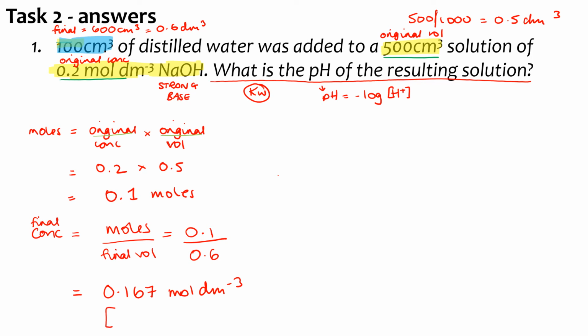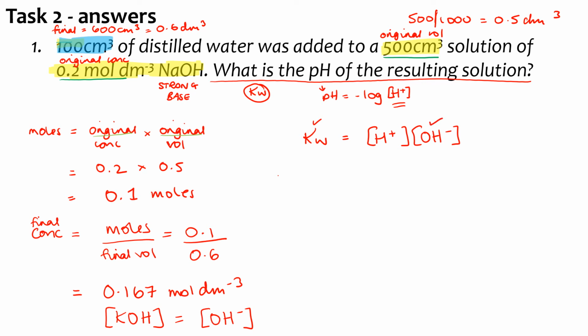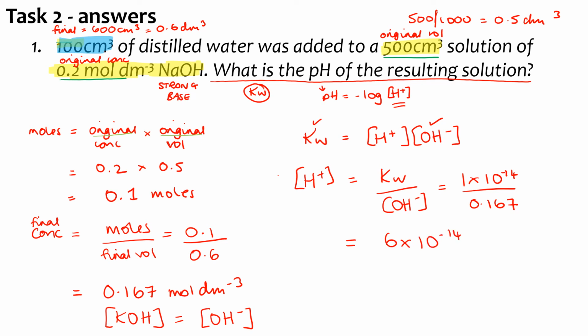Now that is the concentration of NaOH, but because it is NaOH, there's one of each, that concentration is also going to be the concentration of OH minus. Now we said that we want to work out the pH, and for pH we need the H plus. If we've got OH minus, we are going to need to use the Kw expression. So Kw is concentration of H plus times concentration of OH minus. We know Kw, 1 times 10 to the minus 14, always at standard conditions, unless you're told otherwise. And we've just worked out the concentration of OH minus. So rearranging for H plus, Kw divided by OH minus, 1 times 10 to the minus 14 divided by 0.167, and that comes out to be 6 times 10 to the minus 14 moles per decimeter cubed.